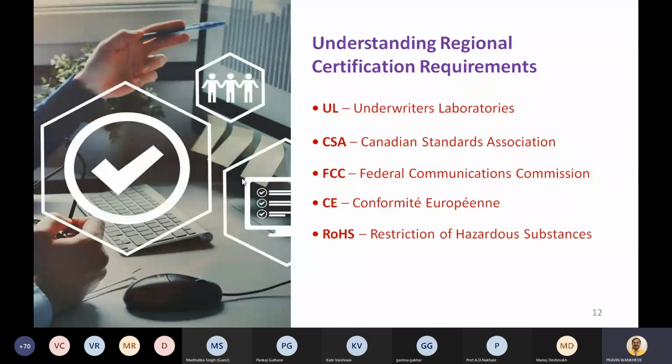RoHS stands for Restriction of Hazardous Substances. Mostly wearable devices, medical equipment, and sensors which are used for food manufacturing, all such devices come with the RoHS certification. This is a standard designed to minimize the use of certain hazardous materials such as lead in electrical components. So whichever electrical components we are using in this type of application generally come with the RoHS standard, and it means that these devices do not contain hazardous substances.